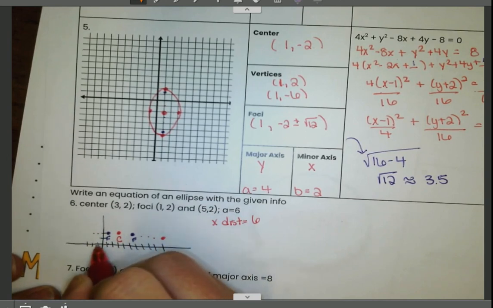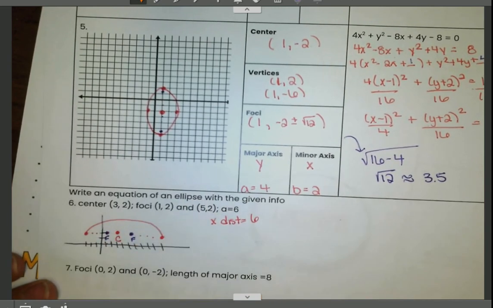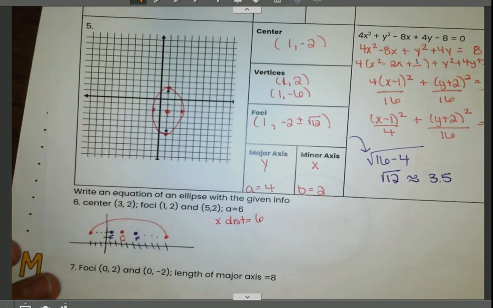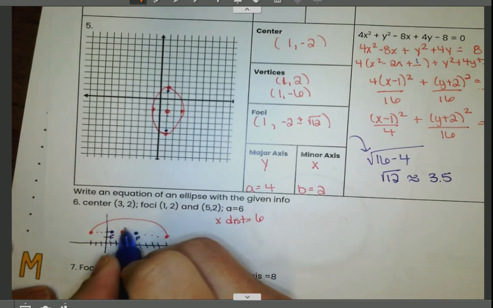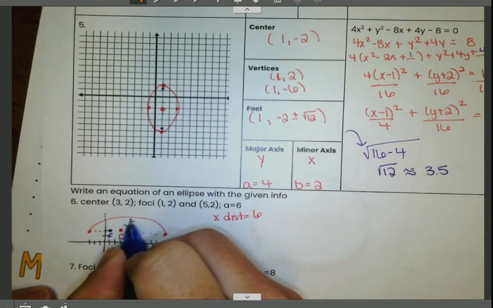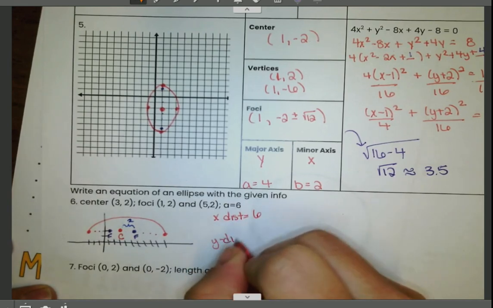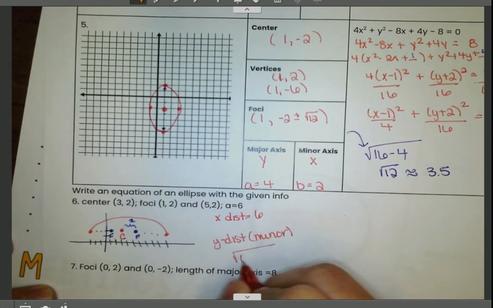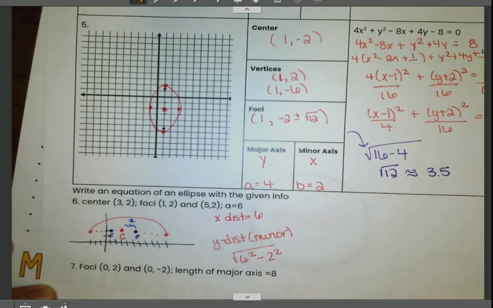1, 2, 3. So we are going to have an ellipse that does something like that at some height. Who knows? And then what we really care about is the distances. So I have my x distance, and I need my center to foci distance, which is 2. So to get the y distance, or the minor axis, we are going to do 6 squared minus 2 squared and get 32 again.